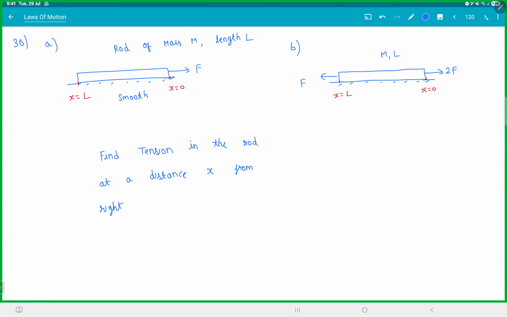So we got a rod of mass m, length L. Someone is pulling the first rod with force F, second is being pulled with two forces, 2F and F. Rod won't remain at rest, rod will start sliding now. Find the tension in the rod at a distance x from the right end. Get the second one also, Arya. Shaurya, get the second one also.